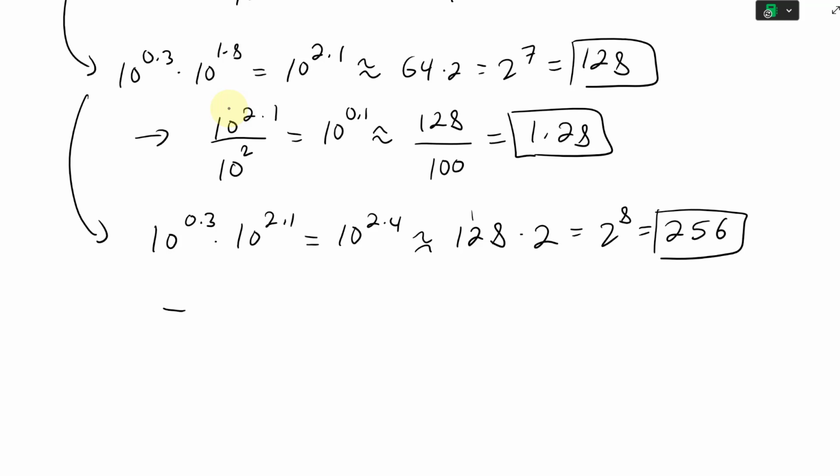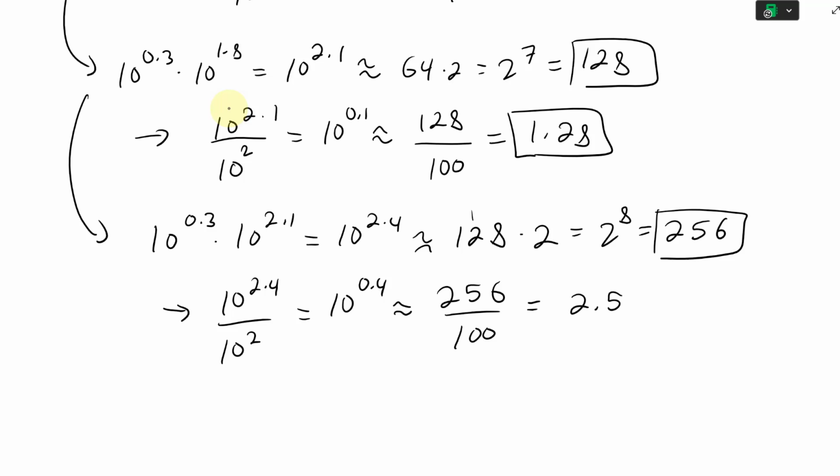And then the next one is going to be 10 to the 2.4 divided by 10 to the 2. This equals 10 to the 0.4. So this approximately equals 256 divided by 10 to the 2, or 100. This equals 2.56. So epic stuff like that.